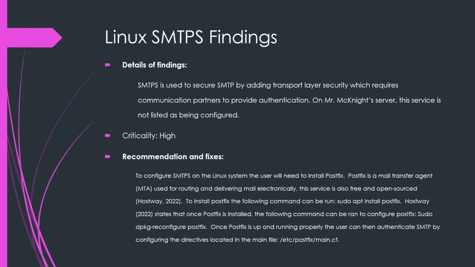To install Postfix, the following command can be used, and it's just a sudo apt install postfix. Hostway states that once Postfix is installed, the following command can be run to configure Postfix, which is this sudo dpkg-reconfigure postfix. Once Postfix is up and running properly, the user can then authenticate SMTP by configuring the directives located in the main file, which is here, and it just depends on where you actually labeled your file.